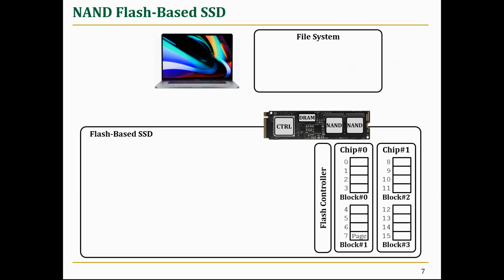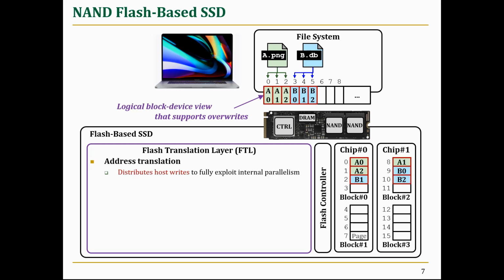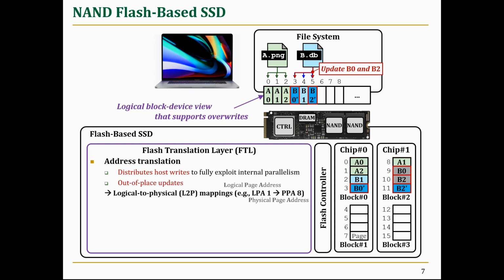An SSD commonly employs a special firmware called FTL to provide backward compatibility with hard disk drives that support overwrites. FTL distributes host writes to flash chips to fully exploit the internal parallelism of the SSD. If a file system updates logical pages, FTL performs out-of-place updates using free pages. FTL should maintain mapping information between logical and physical pages to service future read requests.